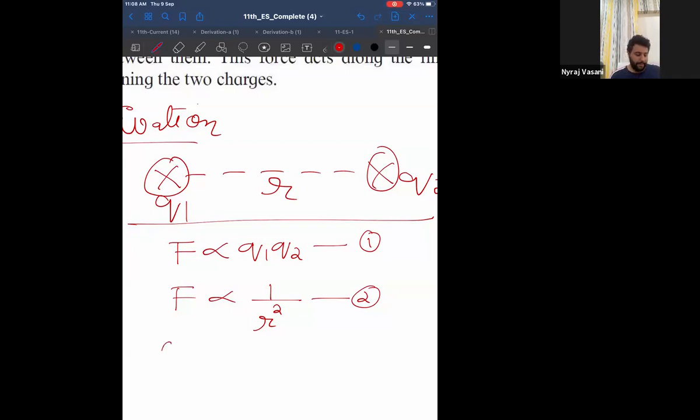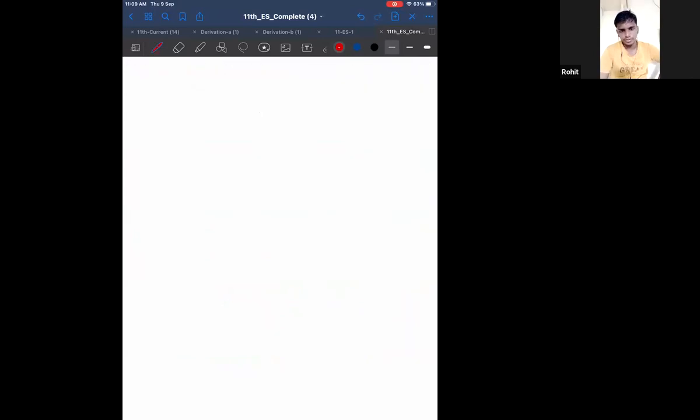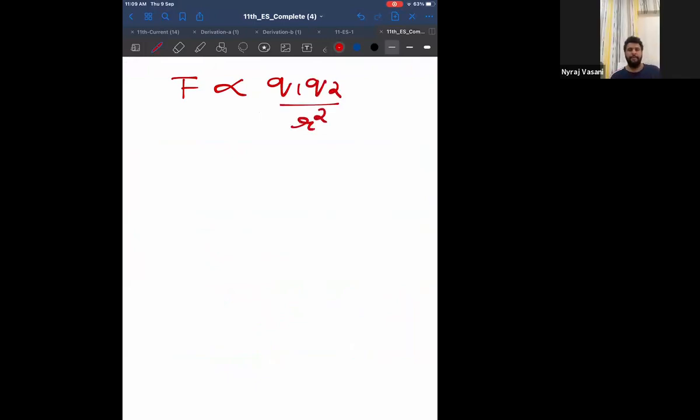Below that, right now, combining 1 and 2. Tell me, if I combine 1 and 2, what will be the combined equation? Q1 Q2 upon r square. Correct. If I combine 1 and 2, I will get force is directly proportional to Q1 Q2 by r square. Can I say my equation 3 is nothing but combination of 1 and 2?